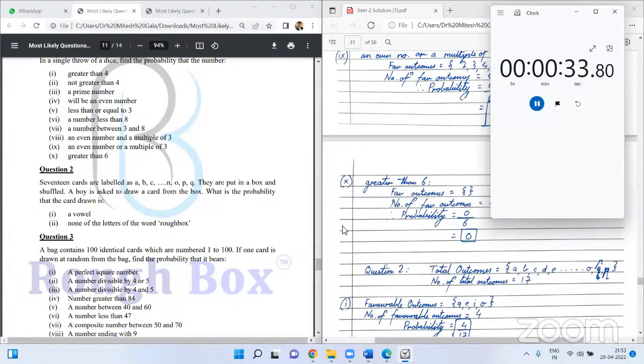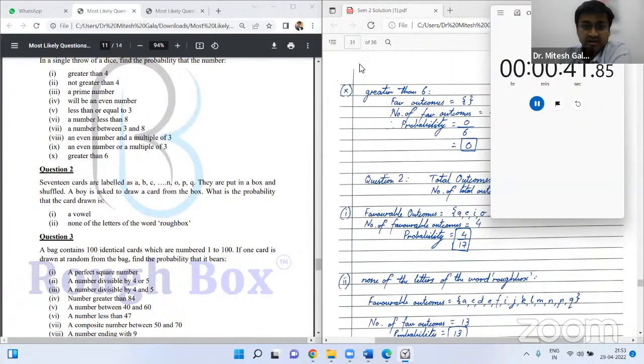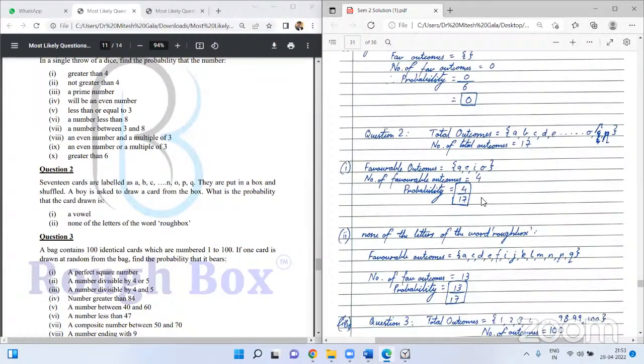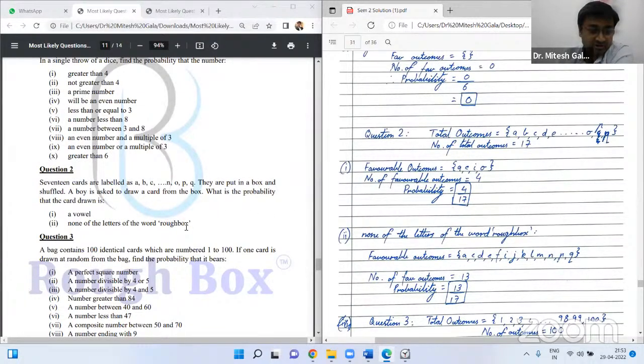Done, sir. Yeah, 17 cards numbered A to Q. So it itself says that the sample space should be 17. Then they say vowels, so A, E, I, O, not U. So only 4 upon 17, the first one. None of the letters of rough box. So rough, if you see R is included, O is included, U is not there, then G, H, B, O, X. X is not there. So only 2 of them are not there, rest all of them are there.